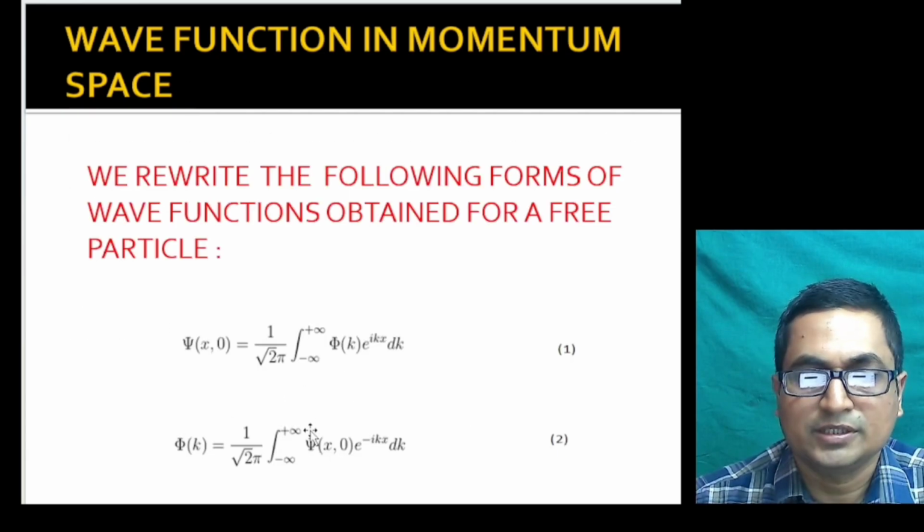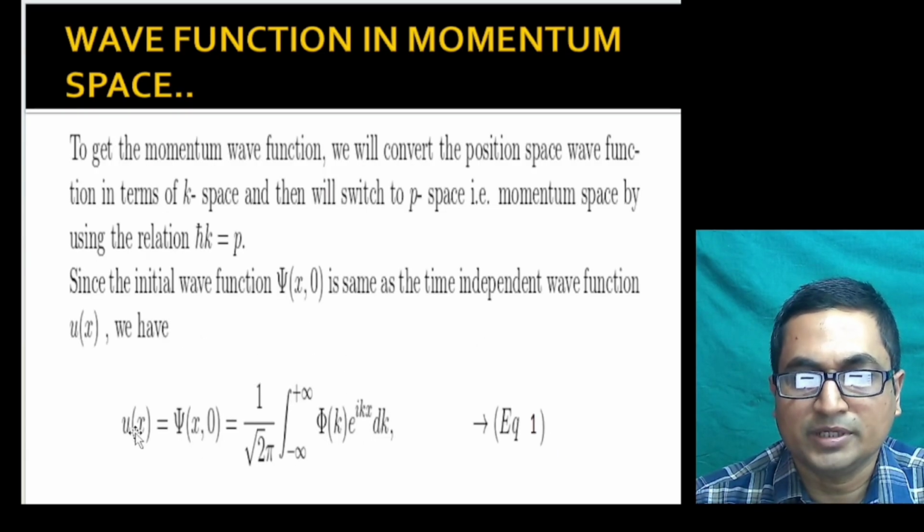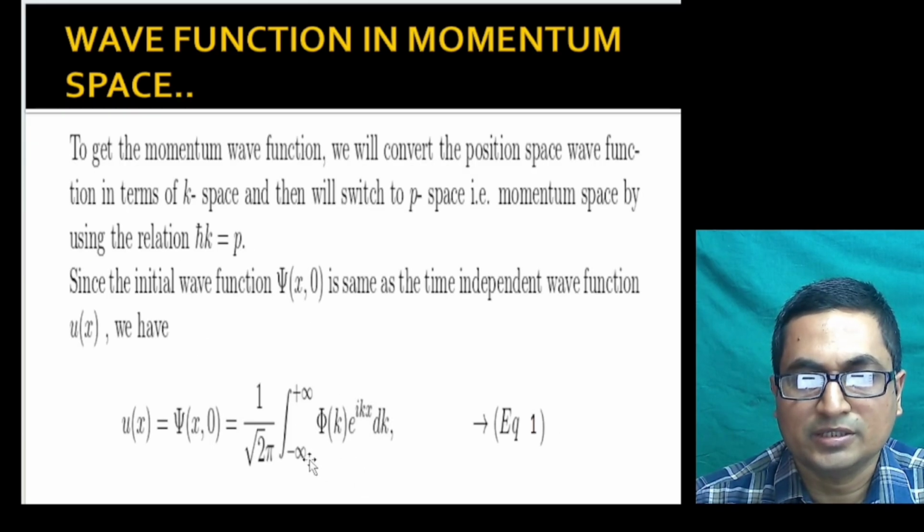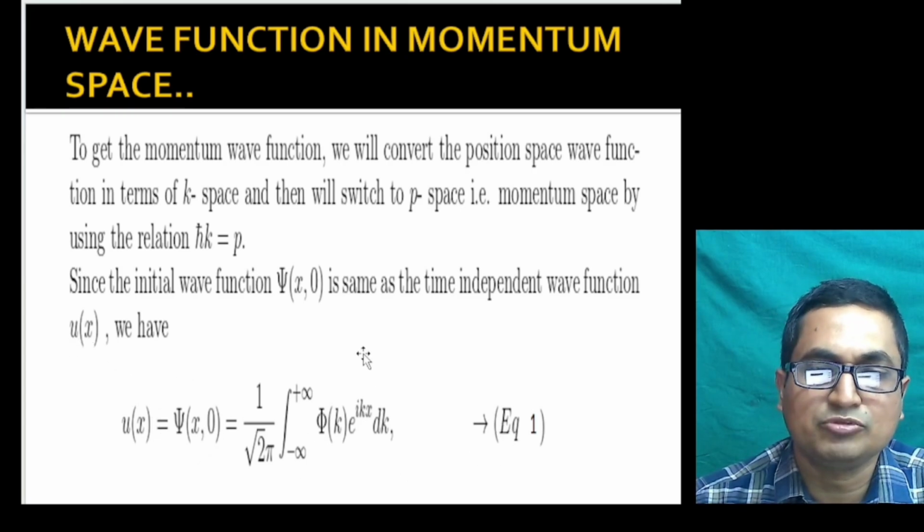This equation 1 can be written like this. It is ikx here, and instead of this we also put a symbol here, u(x), as usual. The psi(x,0) is always representing the time independent wave function. It is simply the equation 1.